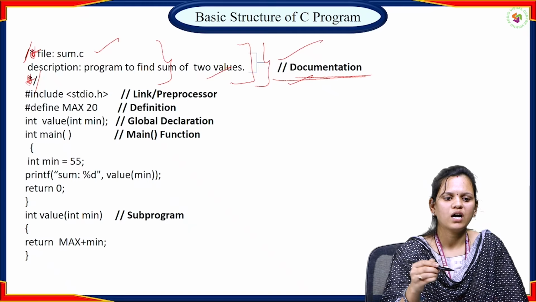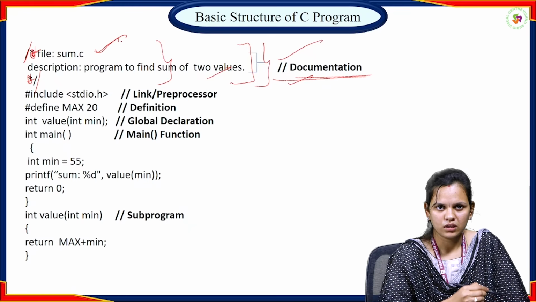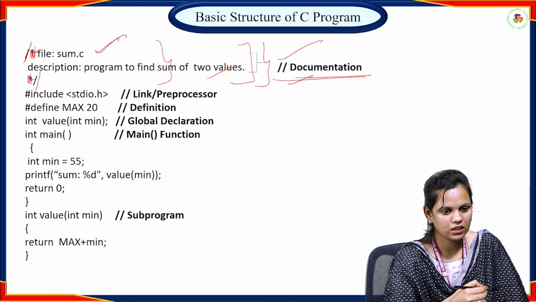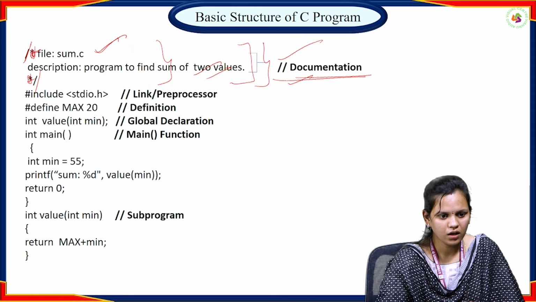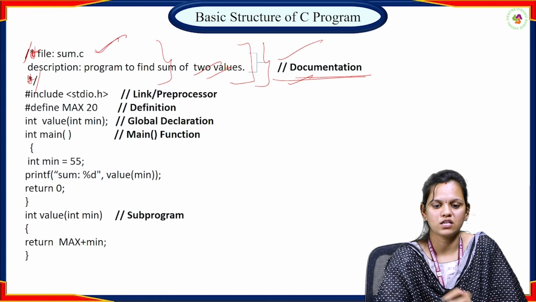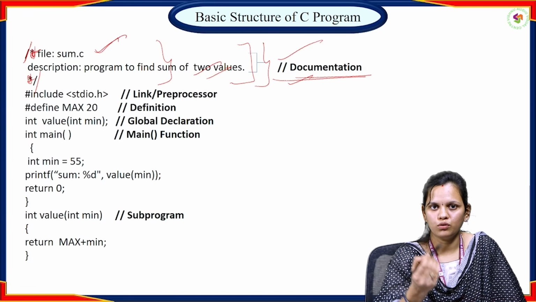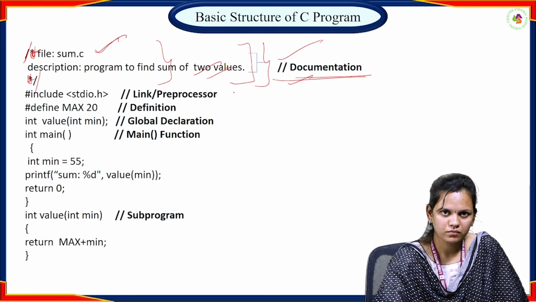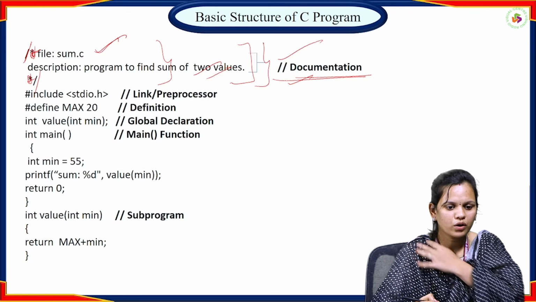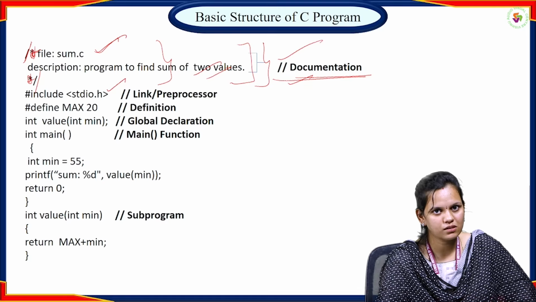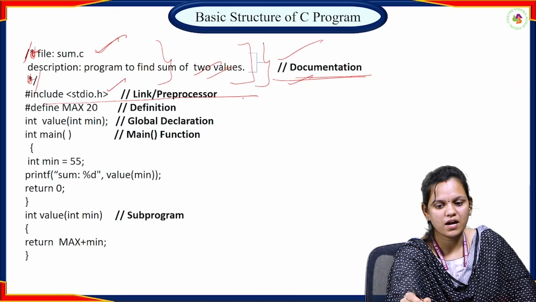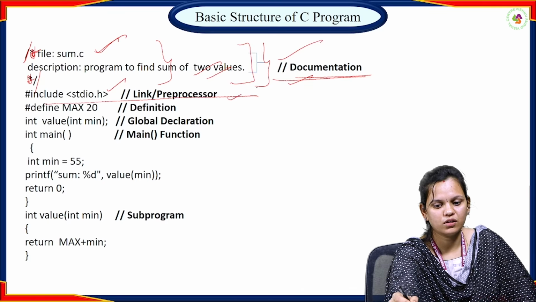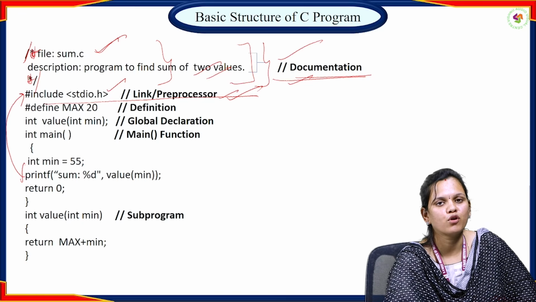Okay, here what did I do? I just have given the file name. The file name I have taken as sum.c, and I have just given the description. What is the program about? So this is the description, that is, program to find sum of two values. You can write your own comments. It should be about the program. Okay, and the next comes, what is this? This is the link section or preprocessor section. So this section is mandatory because I have used printf in my program. Okay, so this is the preprocessor section.